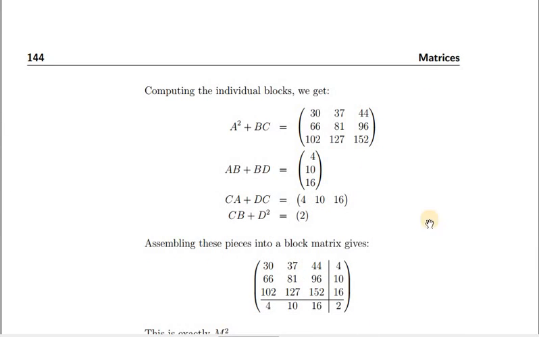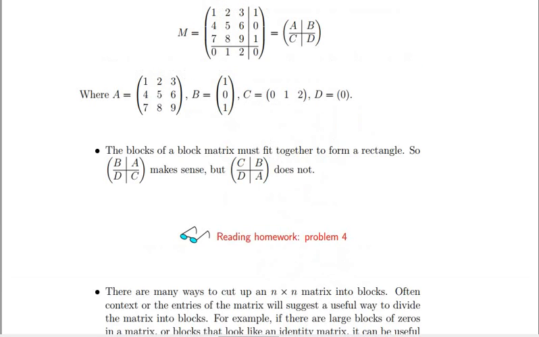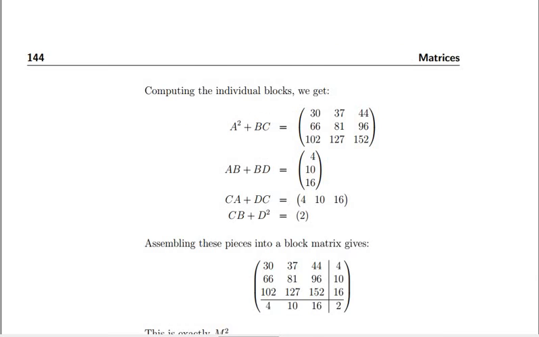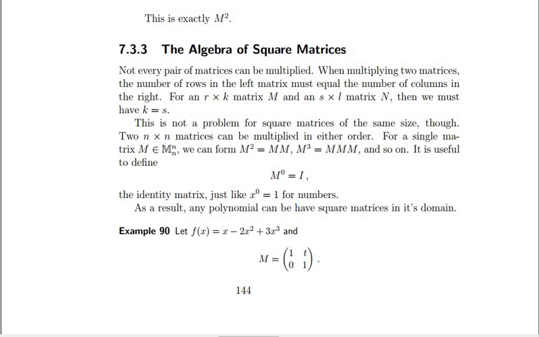Okay, and here's a practical outworking of these equations in the example that's given above. All right, you can work it out that, in fact, with the blocks up here, you do get that result when you multiply M by itself. All right? So that was a short section. Let's go on to square matrices.